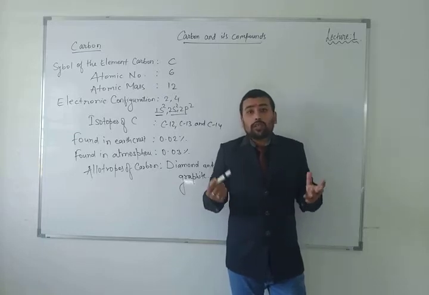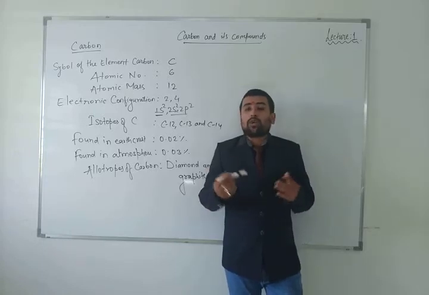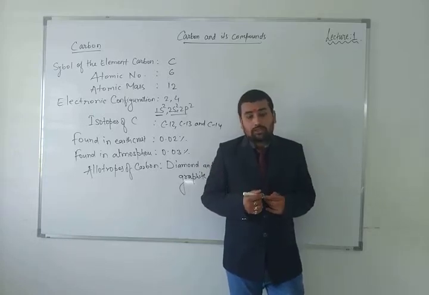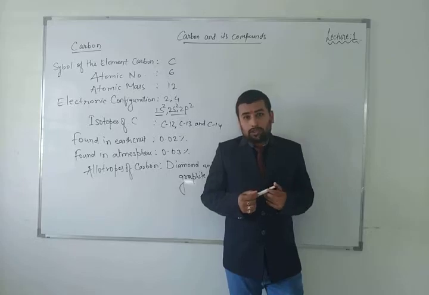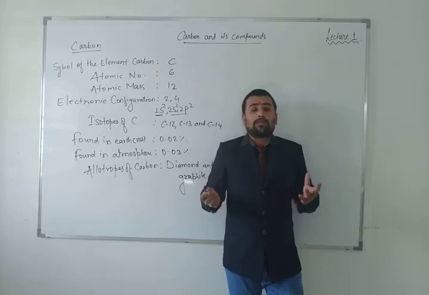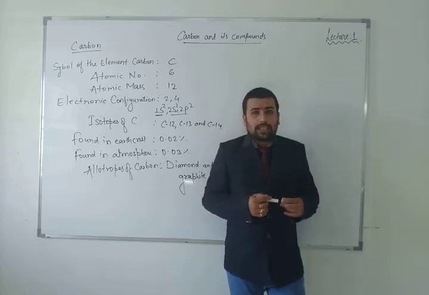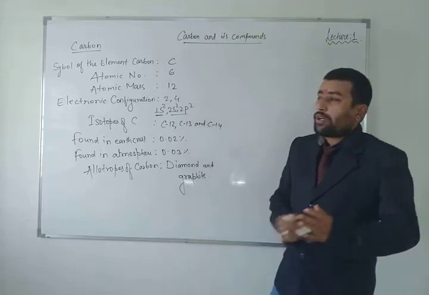What are the word roots of carbon? What are the linkages of carbon? Alkane, alkene, alkyne. After understanding the concept of IUPAC nomenclature, we will move towards some of the compounds of carbon, how these compounds are formed, and what the uses of those compounds are. So let's begin this chapter with this biodata of carbon.